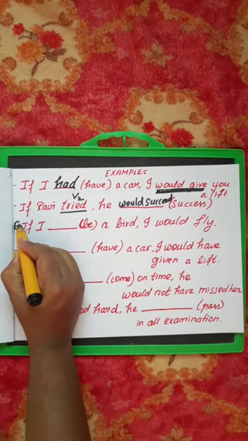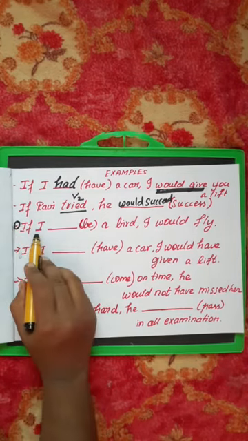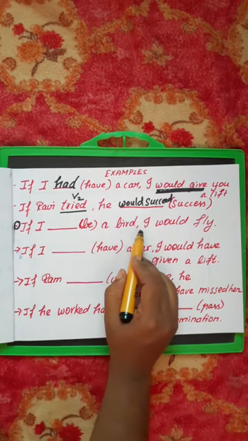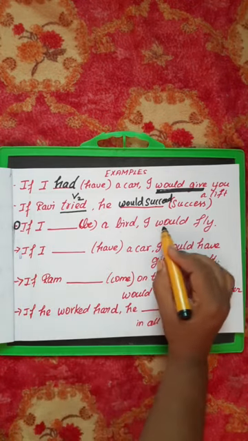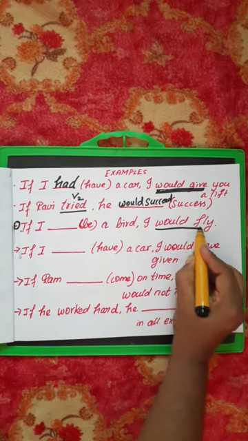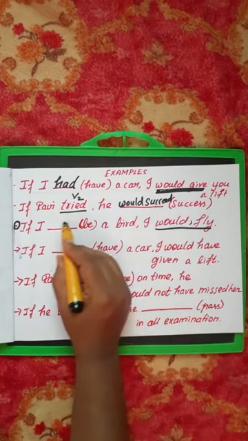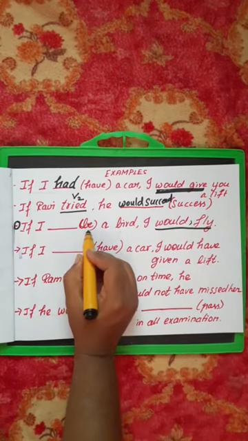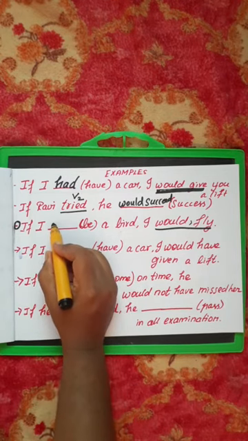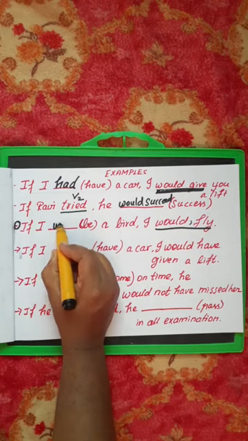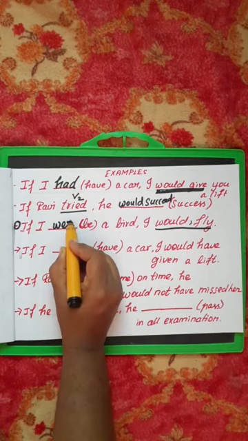Often asked question type. If I dash be a bird, I would fly. Where is the verb? Here in the main clause, would plus V1. Would plus V1, so we have to use V2. When it is a be form verb, V2 is not was. We have to use were.